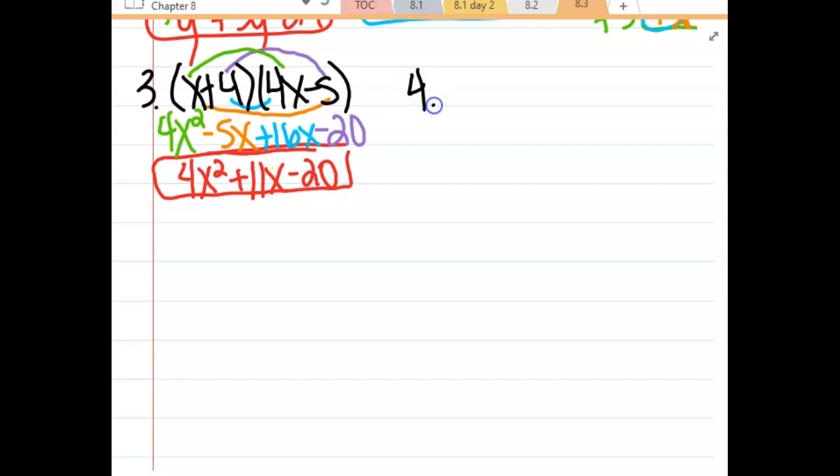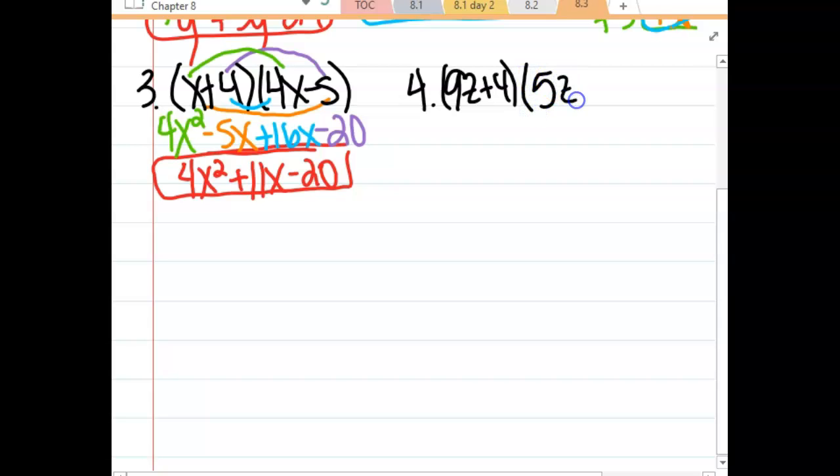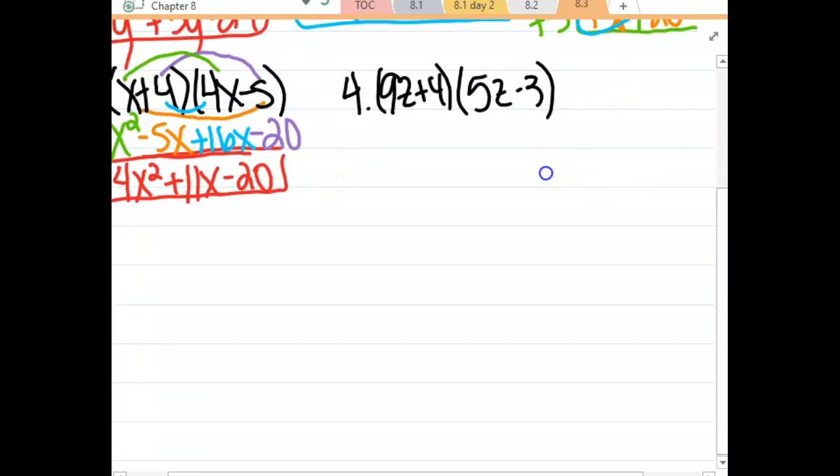Okay, for number 4, I'm going to do the box method. But if you really think you're going to do the FOIL method, maybe try the FOIL method and see if you get the same answer. So number 4 says 9z plus 4 times 5z minus 3.